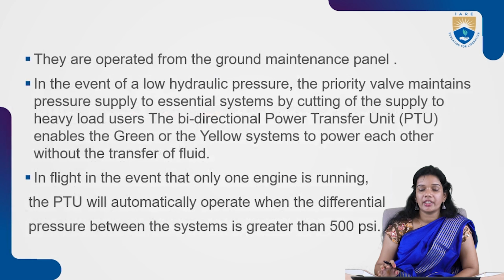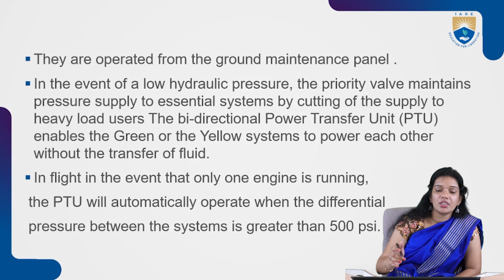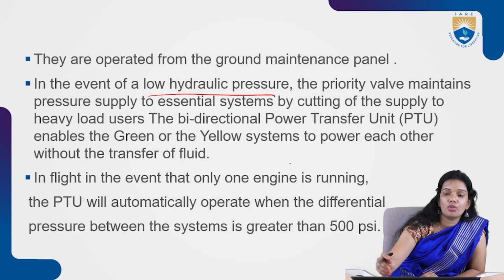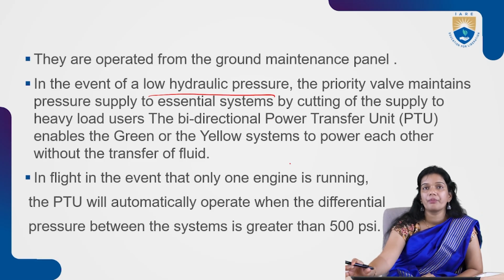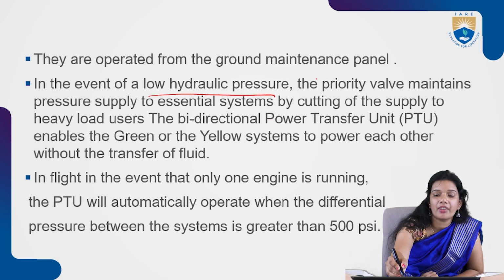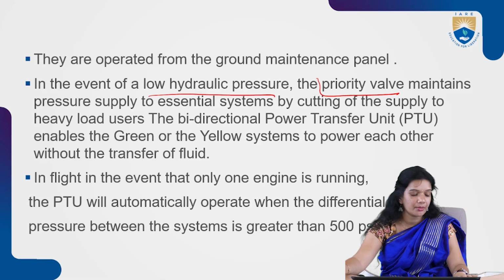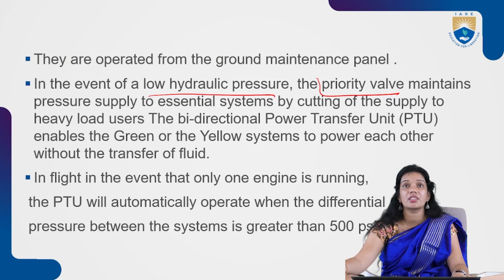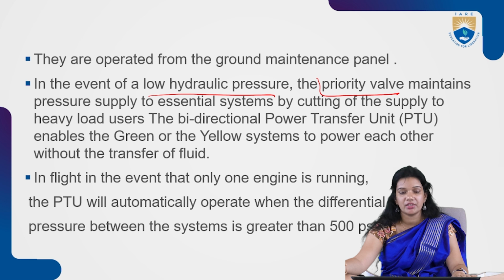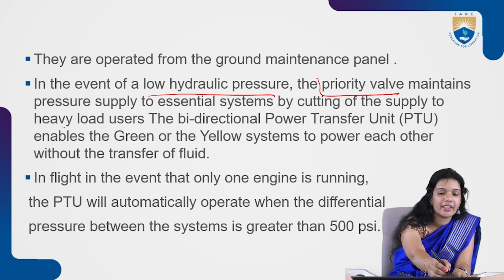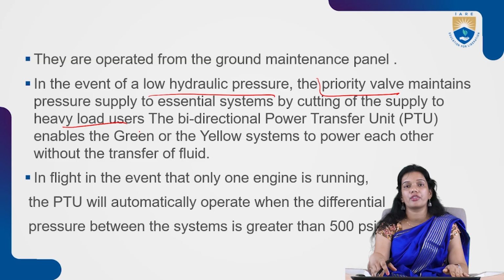So all these are monitored from the ground itself, right? If there is any event of low pressure, then immediately you have a priority valve. What this priority valve does is maintain the pressure supply to essential systems. Essential systems means what is important or required at that point, right? So only to those essential systems the power or supply is sent by having a priority valve here, by cutting out all the heavy load users, which are not required at that point of time, right?